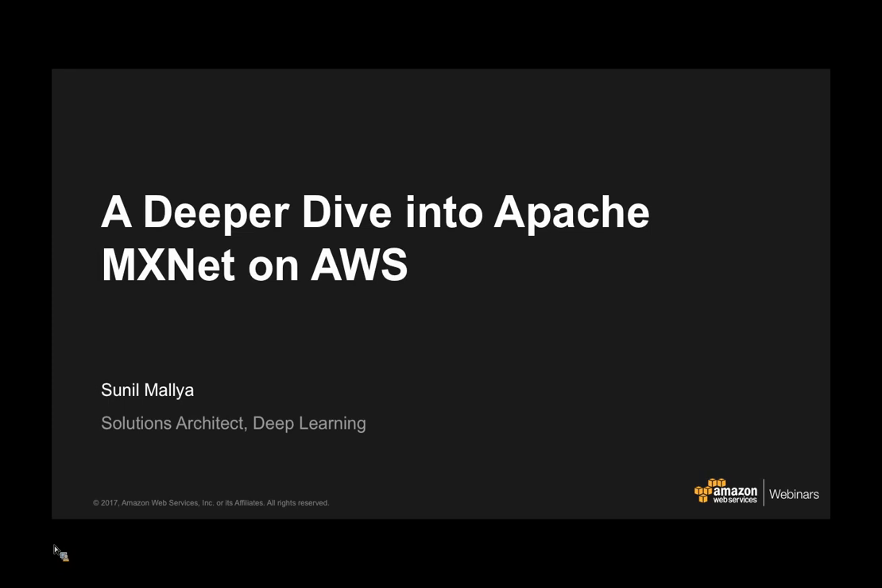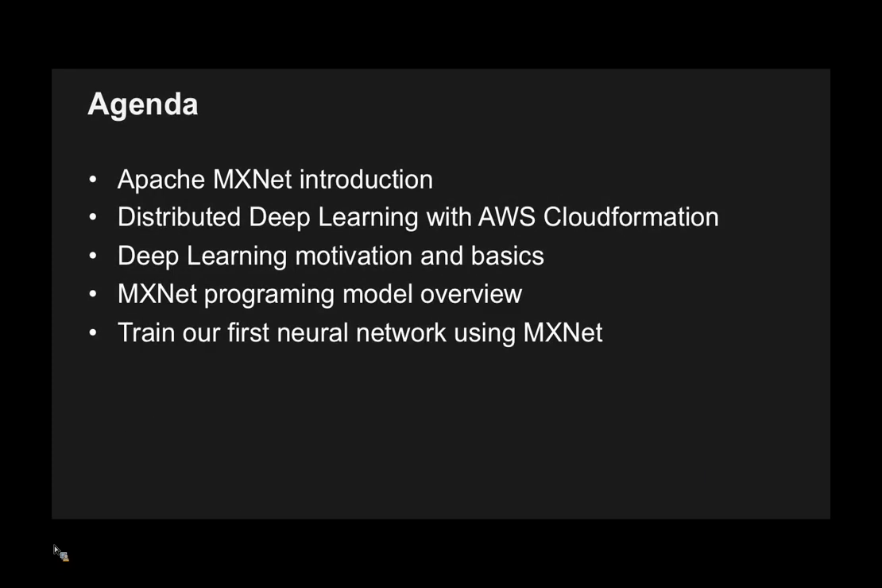Hello everyone, good afternoon. Here's the agenda for today. We're going to walk through a little bit of introduction to Apache MXNet. Then I'll walk you through how we can run distributed deep learning on AWS. We'll go through some deep learning basics, an overview of the MXNet programming model, and then we'll get some hands-on to train our first neural network using MXNet.